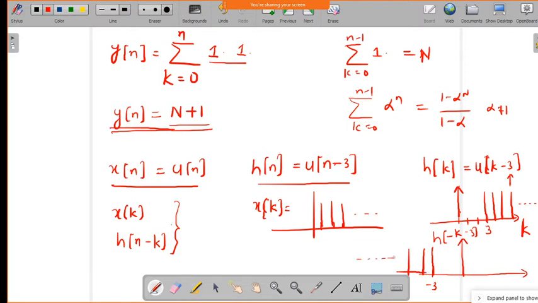So infinite duration, it will come like this. Now if this is 3, then it will come to minus 3 and minus 2, minus 1 and 0. Okay, so all of you got this one.